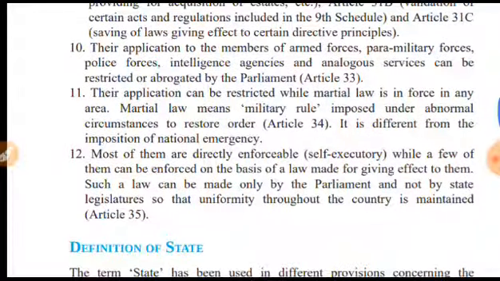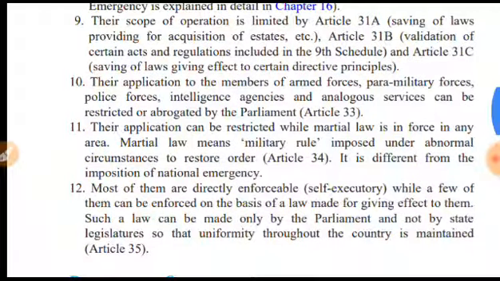Most of them are directly enforceable, self-executory, while a few of them can be enforced on the basis of a law made for giving effect to them. Such a law can be made only by the Parliament and not by the state legislature, so that uniformity throughout the country is maintained. Article 35. Uniformity throughout the country is maintained under Article 35. Most of them are directly enforceable, while a few of them can be enforced on the basis of law made for giving effect to them.